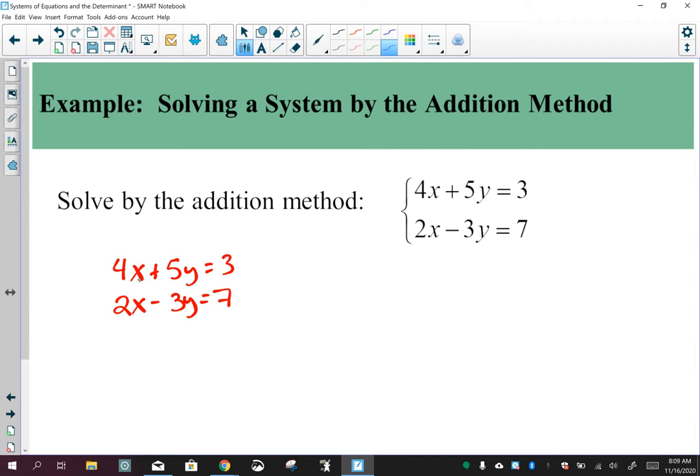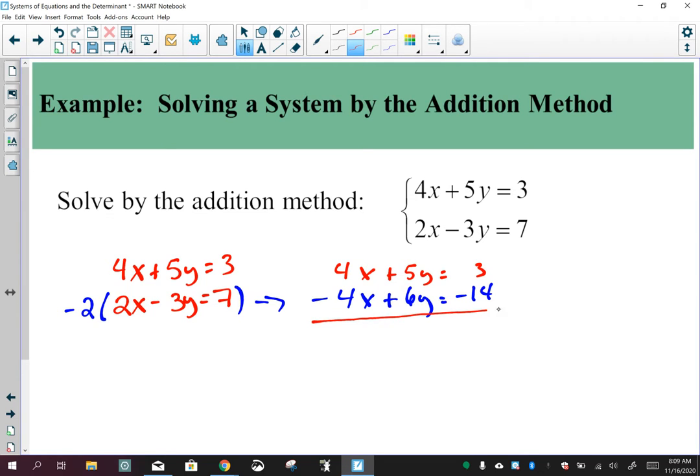So I'm going to go ahead and get rid of my x's because I can take this whole entire thing here and multiply it by a -2. And when I do that, I get negative 4x plus 6y is equal to negative 14. And then I have the original, which I did not manipulate at all.